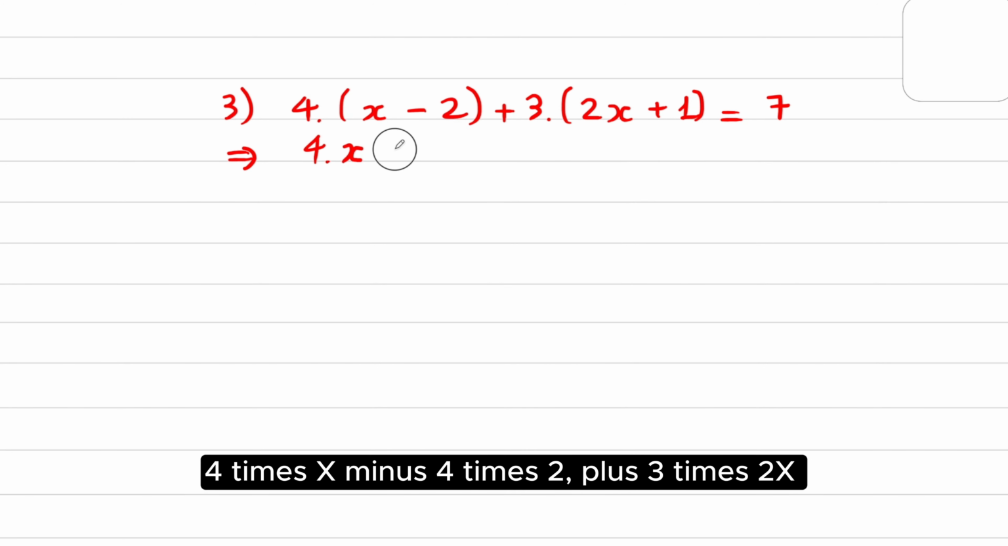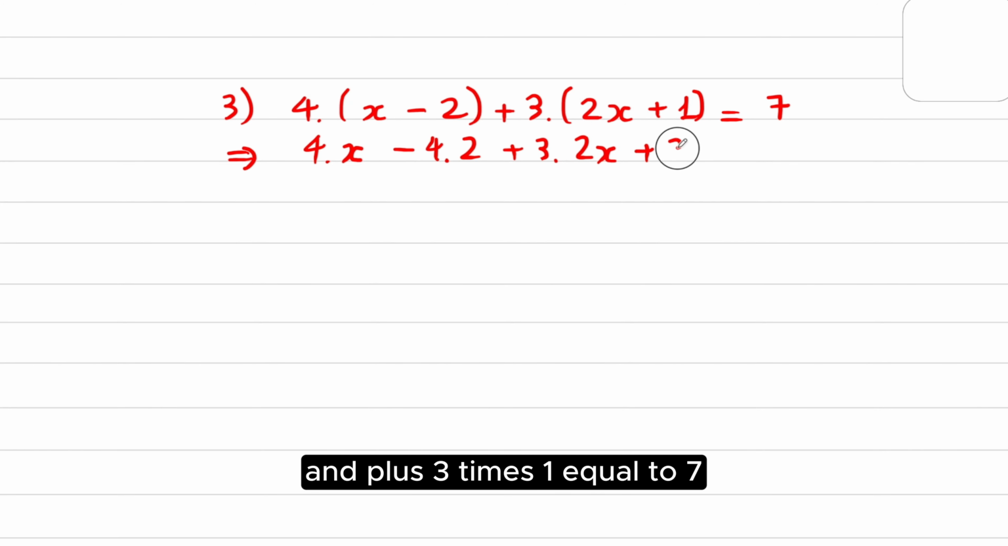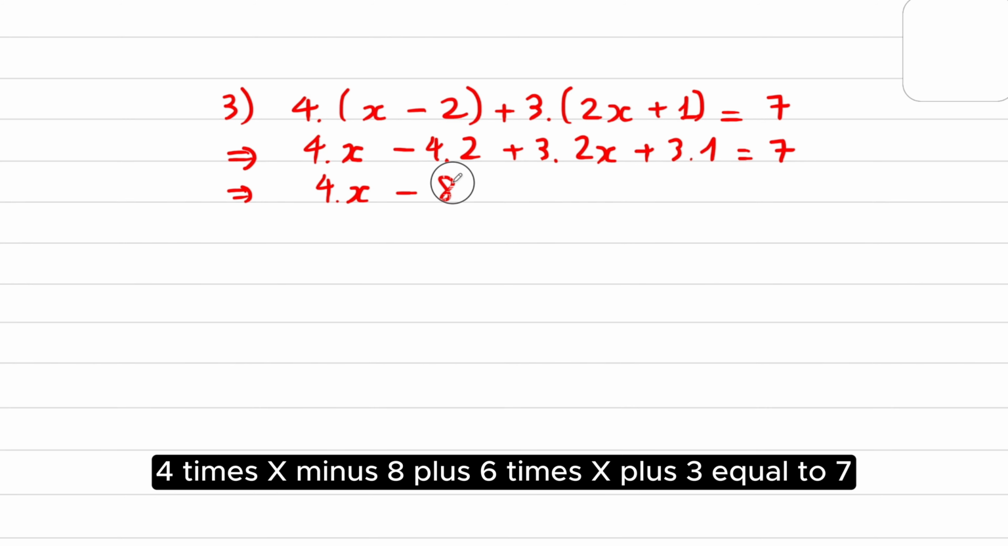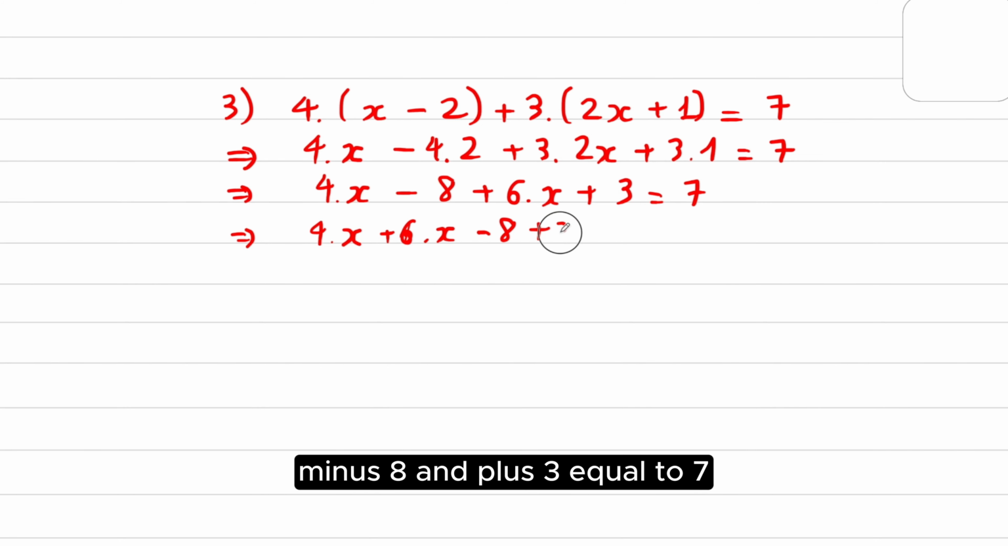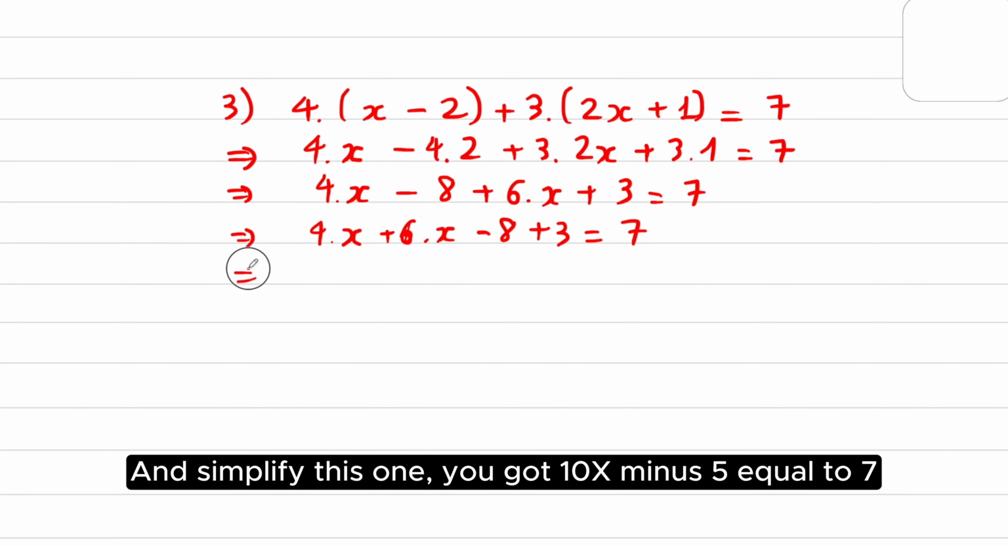4 times x minus 4 times 2 plus 3 times 2x plus 3 times 1 equal to 7. Okay, so the next step is simplify. You get 4x plus 6x plus 3 equal to 7. Then you have 4 times x plus 6 times x minus 8 and plus 3 equal to 7. And simplify this one, you get 10x minus 5 equal to 7.